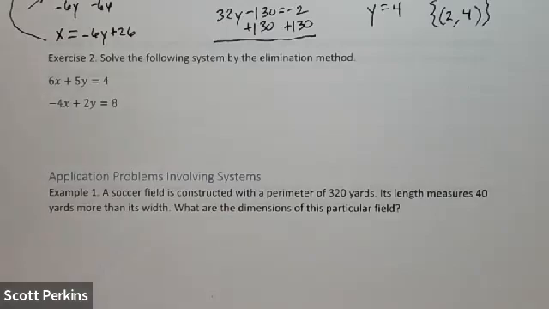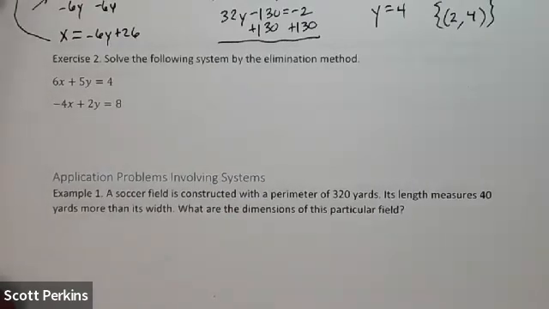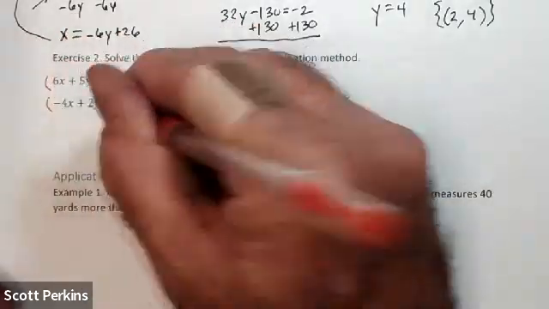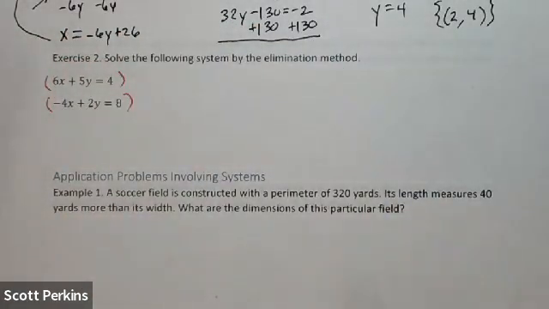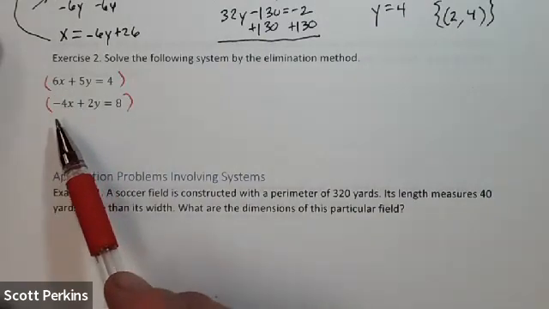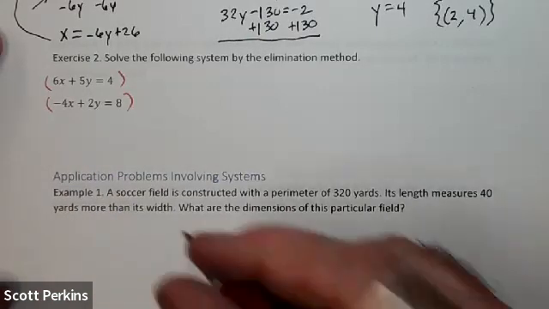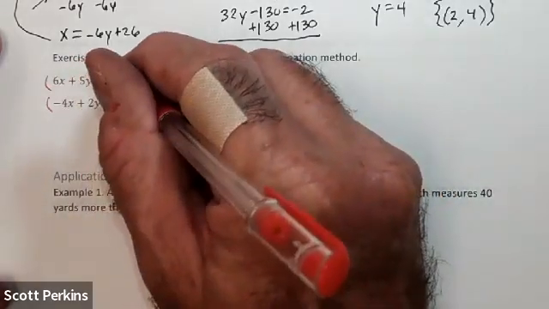Just want to give everybody a nudge. So if you're still working, keep working. But if I'm eliminating the x's, as the problem stands right now, I've got a +6 in front of one of the x's, a -4 in front of the other. So what do I need to multiply these equations by to eliminate the x's? Okay, I need to multiply the top one by, what did you say?